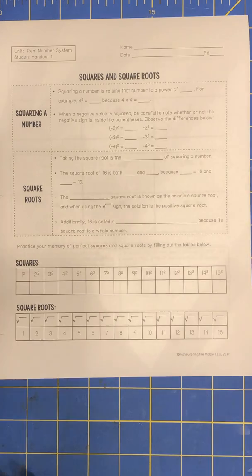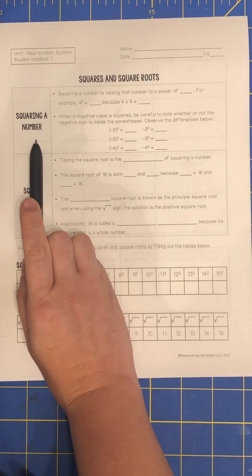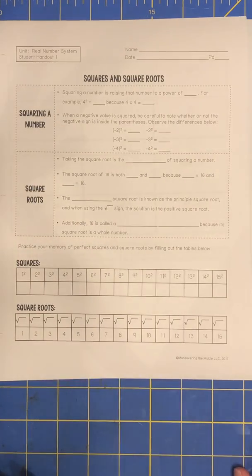So today, as we go through the lesson, I'm going to be helping you fill in your handout here, and you're going to be using your student handout to help you later on with the homework tonight. In this first section, there are two parts when we're talking about numbers: squares and square roots.